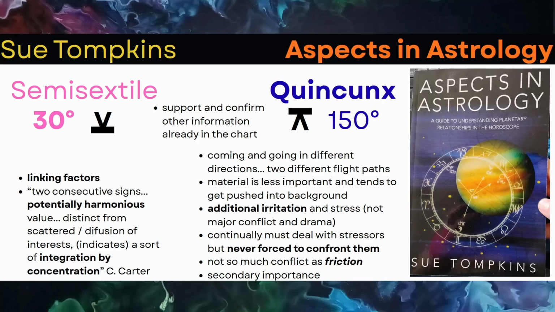pushed into the background. Whereas a square or opposition might be descriptive of major conflict to be resolved and thus by extension major drama to be enacted in the life, the quincunx is more descriptive of some kind of additional irritation and stress.